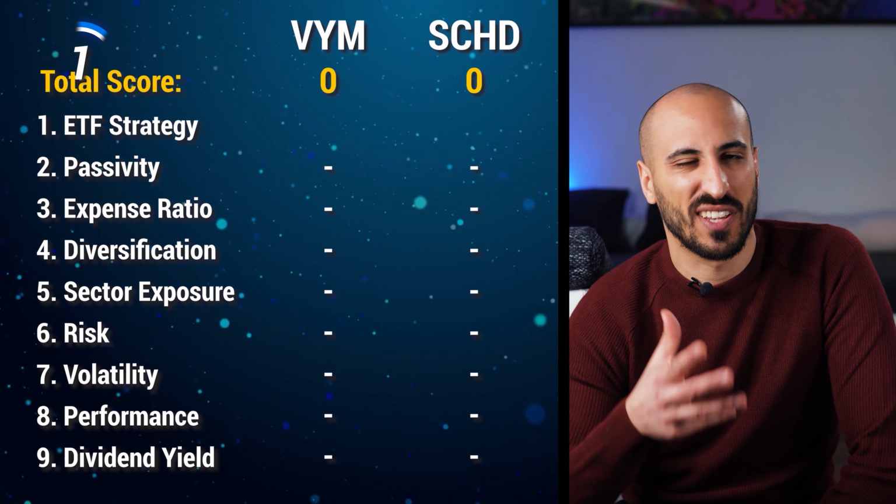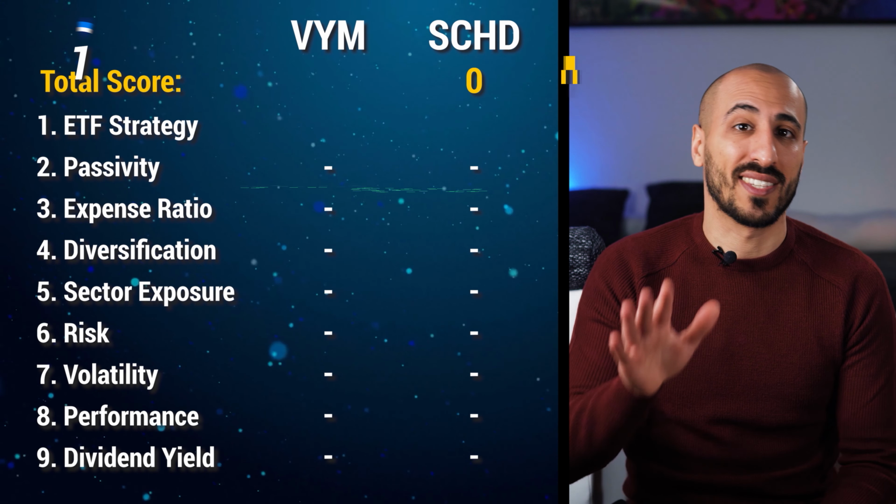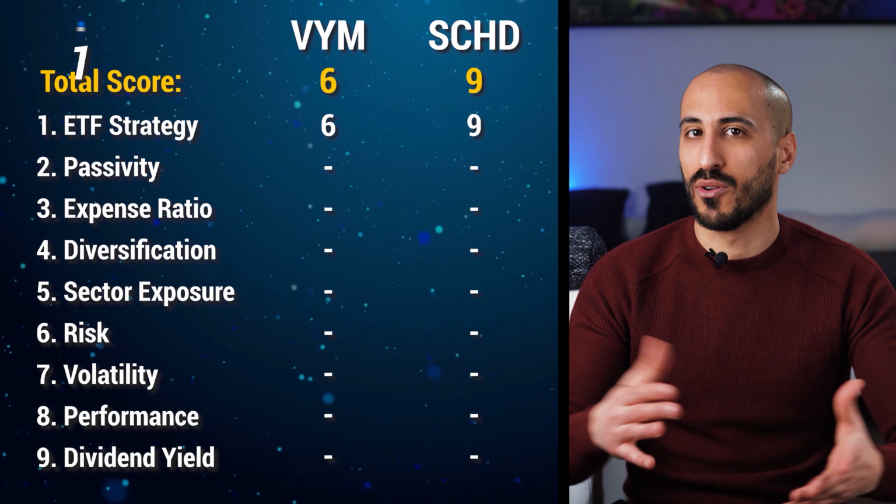So I find the strategy of SCHD to be much more sophisticated than VYM, and for this reason I'm going to give 6 points to VYM and 9 points to SCHD.